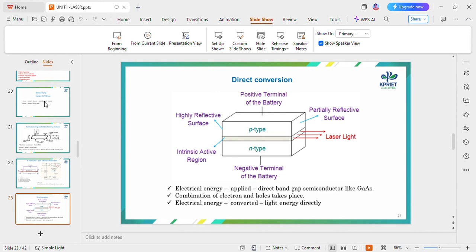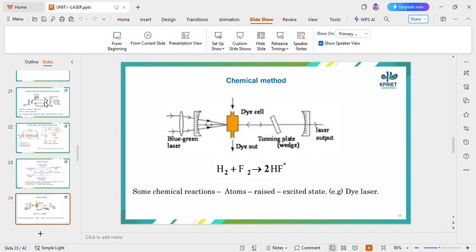So whenever electrical energy is applied, an electron from the valence band will go to the conduction band immediately. Usually this occurs in direct band gap semiconductors like gallium arsenide. So there is a combination of electrons and holes that takes place at the p-n junction. So now the electrical energy is converted into light energy directly.